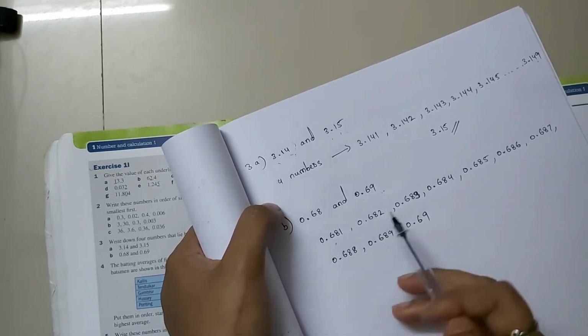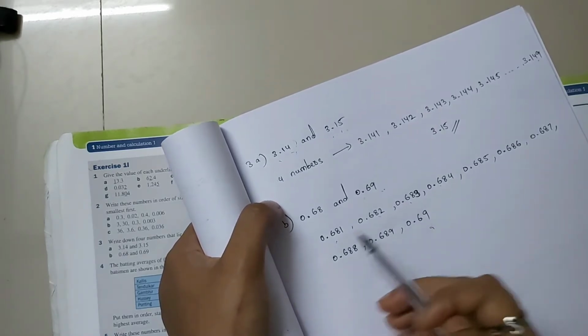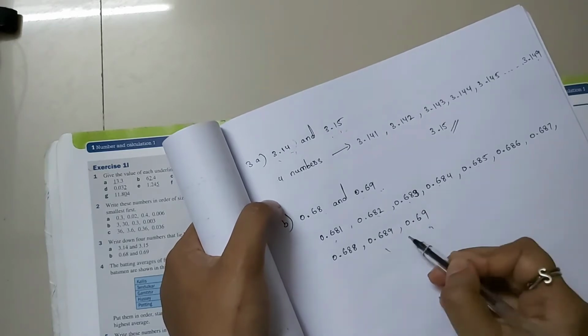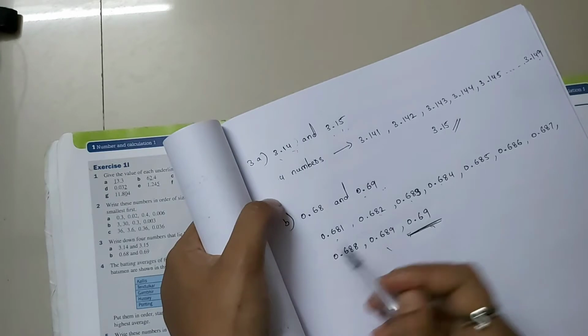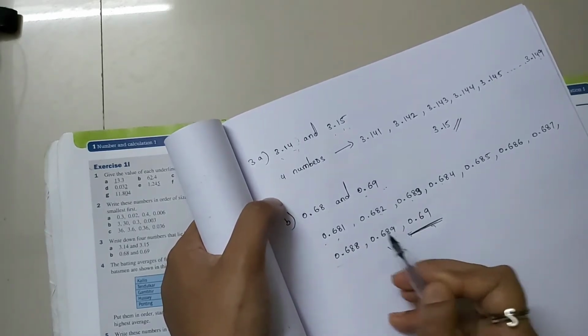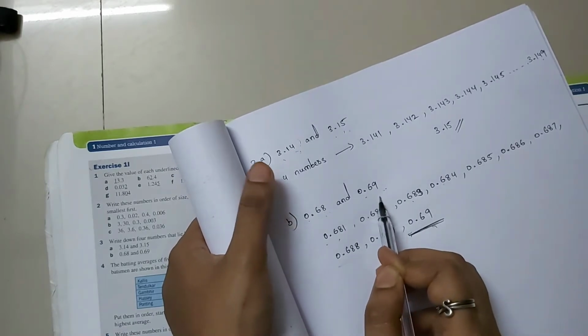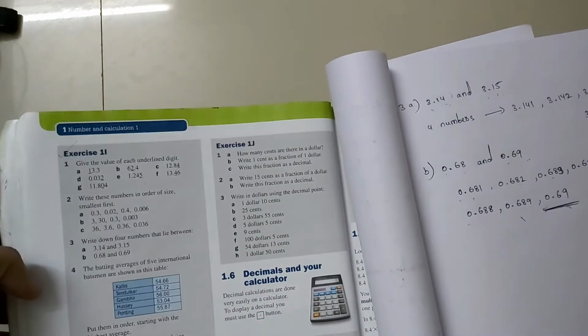Total of 1, 2, 3, 4, 5, 6, 7, 8, 9 and 10. Okay, total 10 numbers. Total 9 numbers we have in between, excluding this, because this is the number, right? So excluding this, we have 9 total numbers in between 0.68 and 0.69. Yeah, understanding? Good. Now, what is the fourth question?